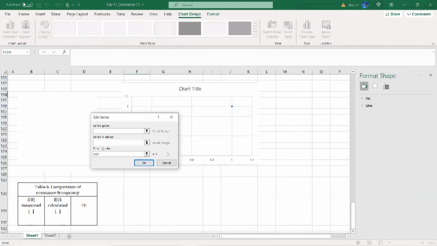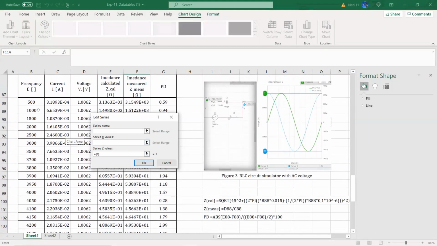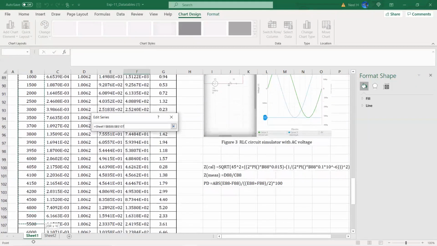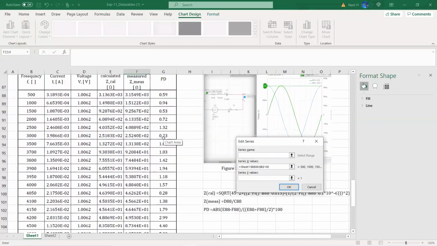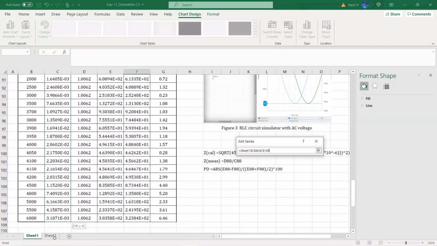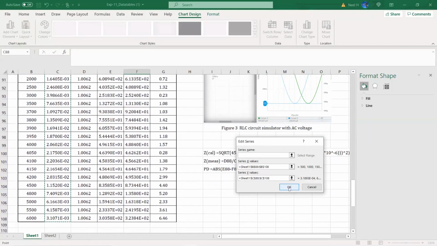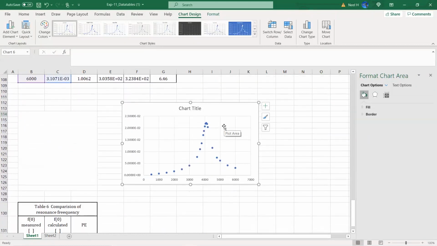Select data, and for the X values we'll put the frequency range, which means column B, all the data points. And the Y values, select the current in this case, okay? And click OK again. Now this should be showing us some maximum point.